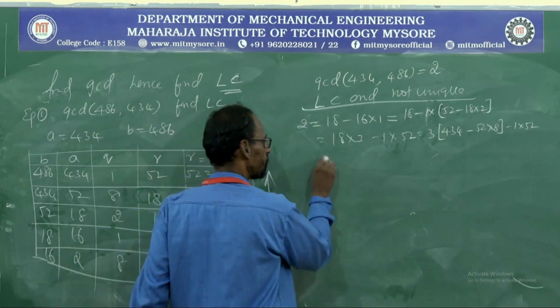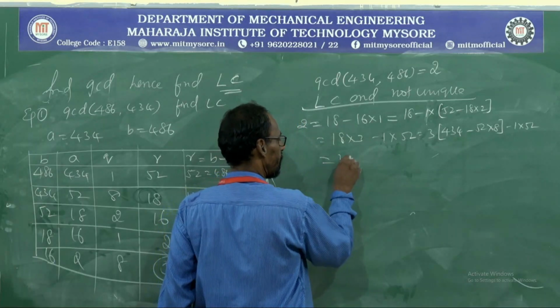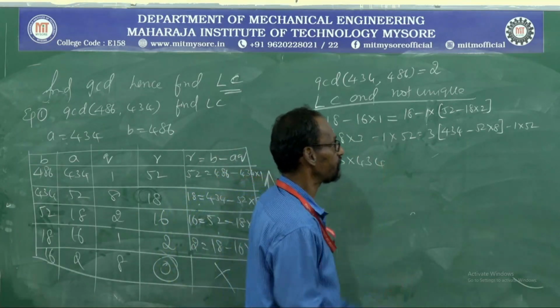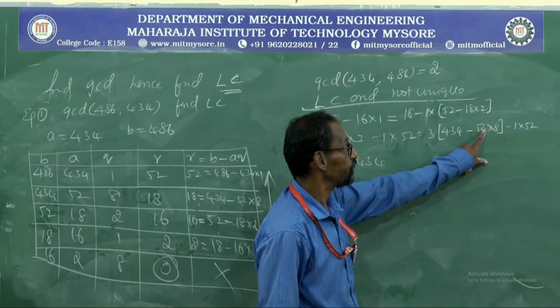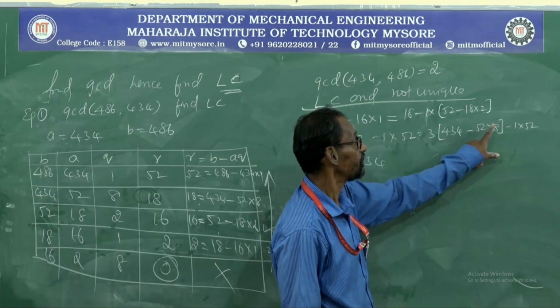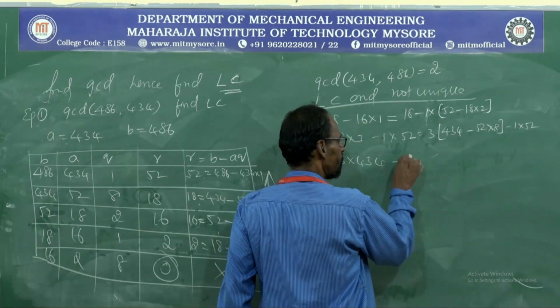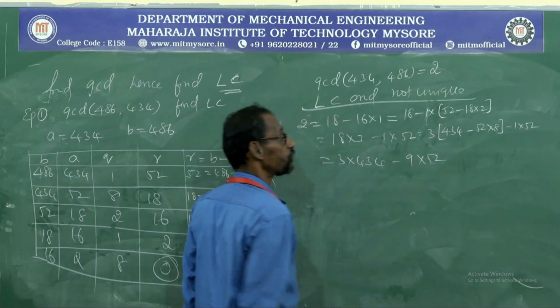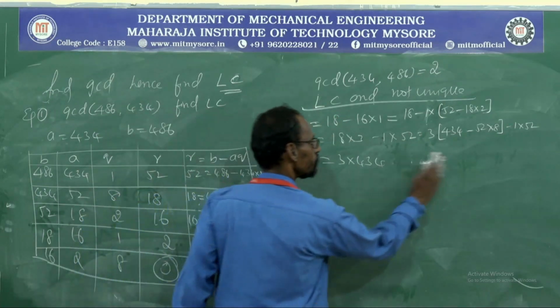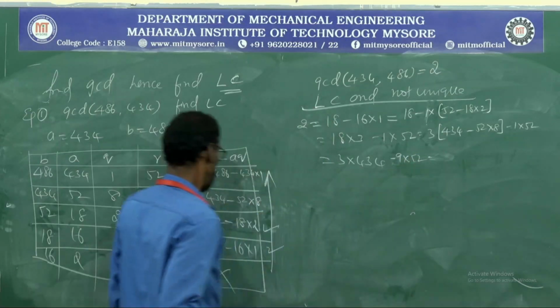Now again, simplification equal to 3 into 434. Nothing can be done. Carefully see now: minus 52 times 8 minus 52 times 1. That is minus 8 times 52 minus 1 times 52. Simple. Minus 9 times 52. We can write minus 9 times 52.